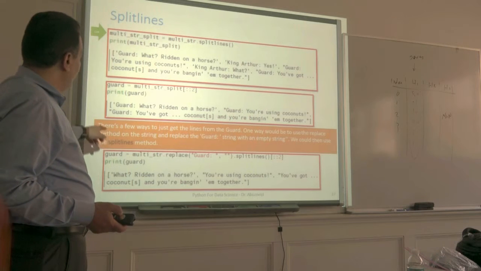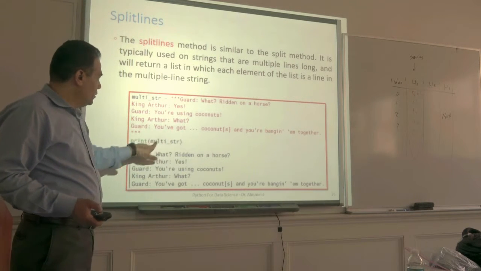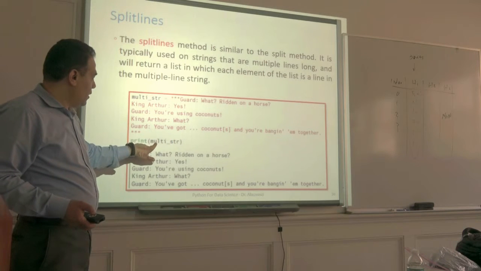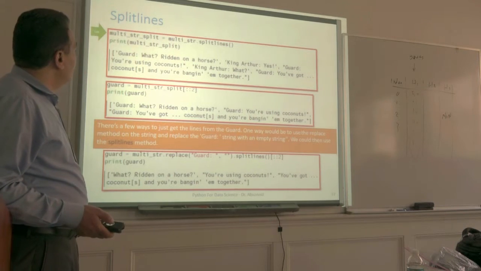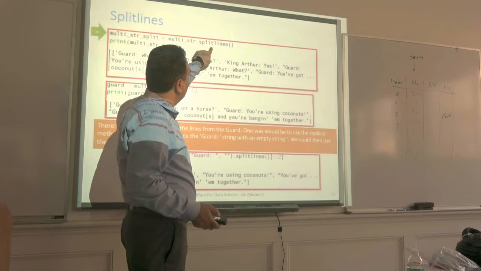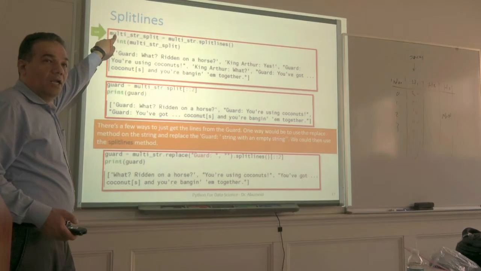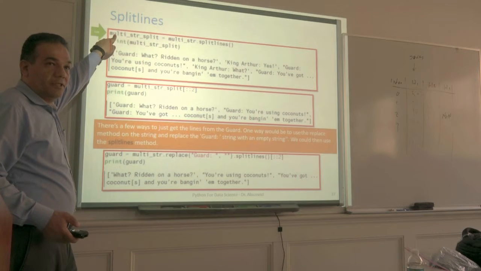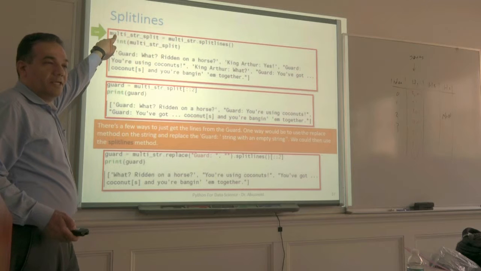So this is the variable. What is this? That's a string. It has multiple lines. If I have the string split into lines, it will generate what for me? A list of lines. How many elements are in this list?